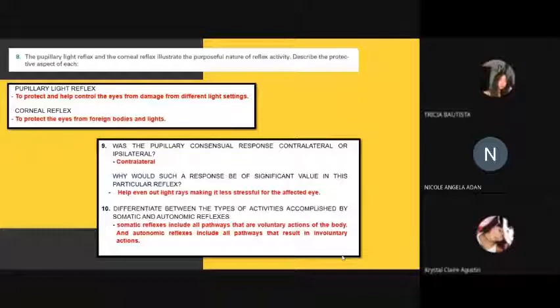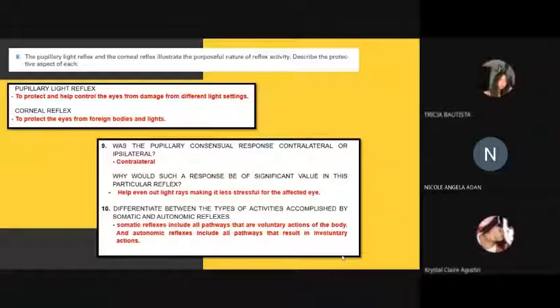Number 9. Was the pupillary consensual response contralateral or ipsilateral? Answer is contralateral. Why would such a response be of significant value in this particular reflex? Answer is it helps even out light rays, making it less stressful for the affected eye. Number 10. Differentiate between the types of activities accomplished by somatic and autonomic reflexes. Our answer is somatic reflexes include all pathways that are voluntary actions of the body.